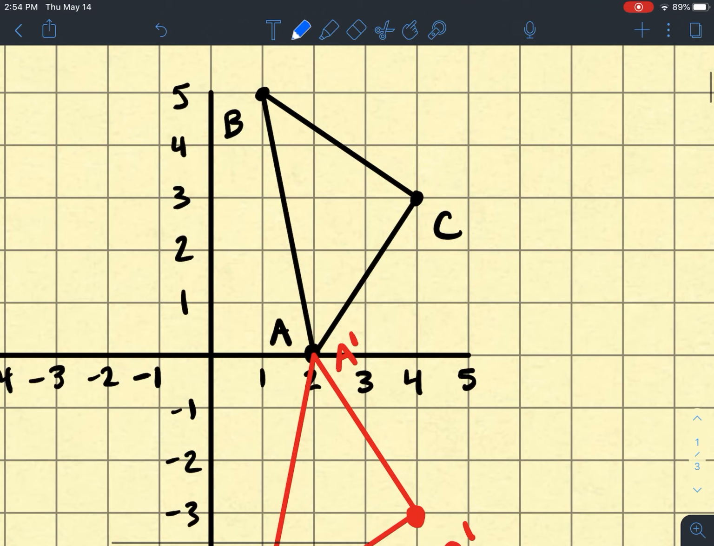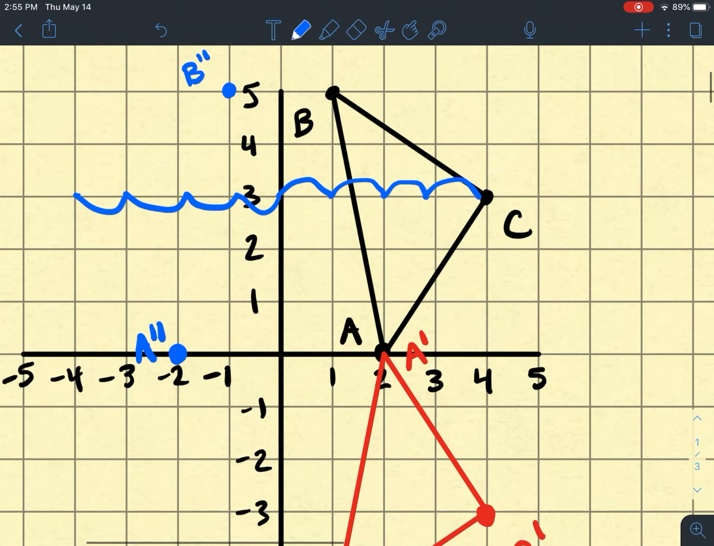Let me zoom in a little bit. A is 2 units to the right of the y-axis, so it will be 2 units to the left. So it's going to be right here. Since we're doing it as the second reflection, we'll put 2 hash marks there. B is 1 unit away, so it will be 1 unit away in the opposite direction. So this is B with 2 hash marks, and C is 1, 2, 3, 4, so it will be 1, 2, 3, 4. This is where C will be.